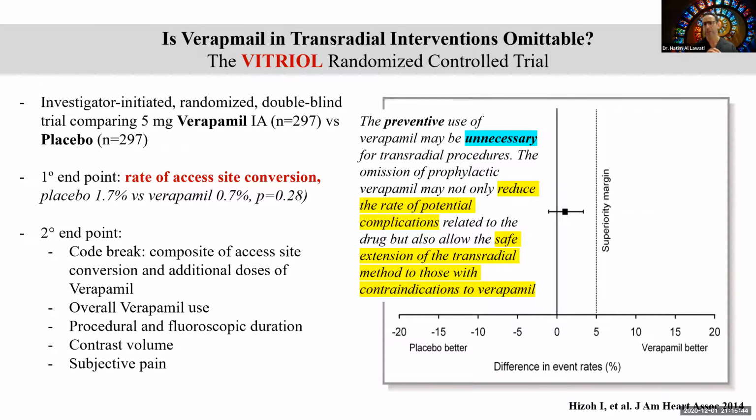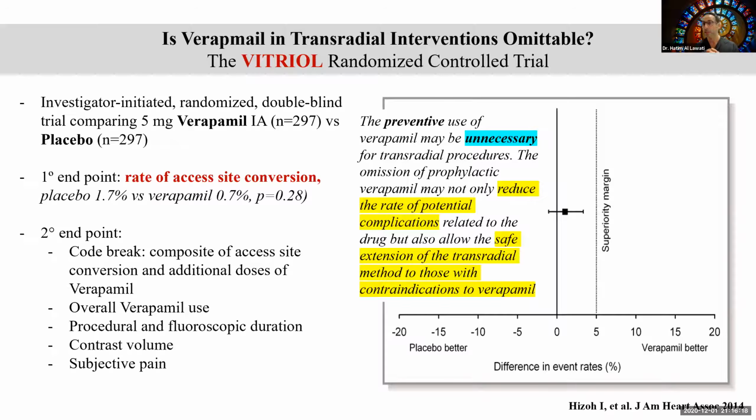The investigators concluded that the preventive use of verapamil may be unnecessary for transradial interventions, and that not only reduces the risk of complications from verapamil, but also allows the safe extension of the transradial approach to those in whom verapamil is contraindicated. Say, for example, patients with severe valvular aortic stenosis or patients with acutely decompensated heart failure from severe LV systolic dysfunction.